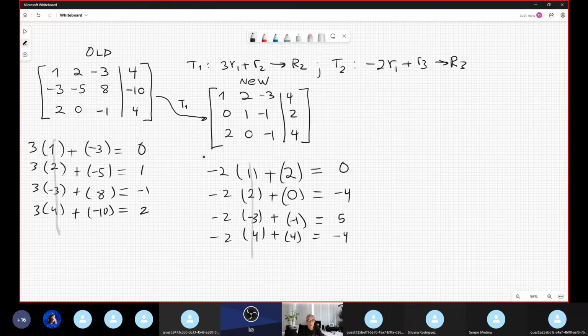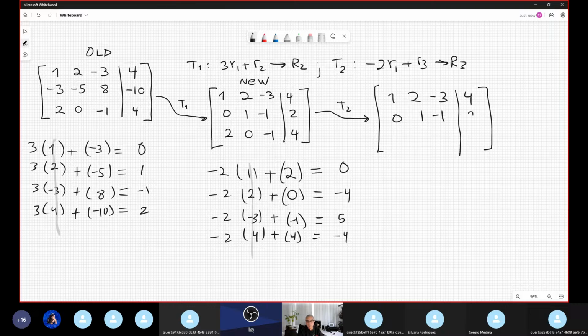Okay. Now, after transformation 2, the new matrix is 1, 2, minus 3, 4. 0, 1, negative 1, 2. And now you copy that. 0, negative 4, 5, and negative 4. And this is all. I finish with this, I never touch it anymore. This is new now.